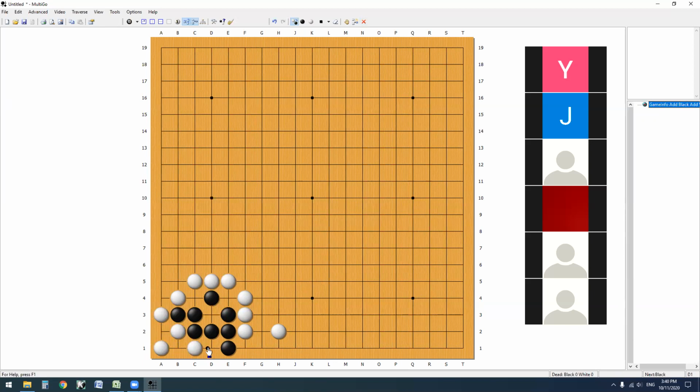The problem is when black ataris, white will not connect here. Instead, he will connect there. Now, if you capture, he connects again. So you eat 1 stone, but you end up with a false eye. Right, so the answer is this group is dead, but for white, you need to know where to go. You have to connect here, not there.